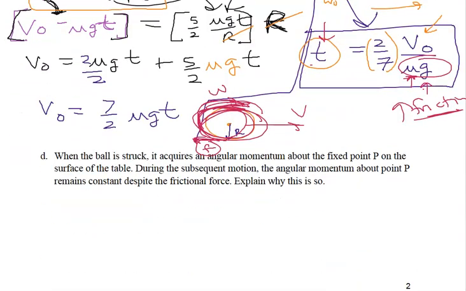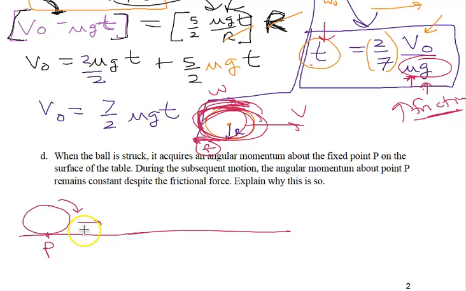problem. I really don't like question D. I'll talk about it a little bit, but I think it's confusing. So when the ball is struck, it acquires an angular momentum about the fixed point P on the surface of the table. So here's point P, and it's translating through space. During the subsequent motion, the angular momentum about point P, so not about this new point P prime where it is point of contact later, but about point P, remains constant despite the frictional force. Explain why this is so.